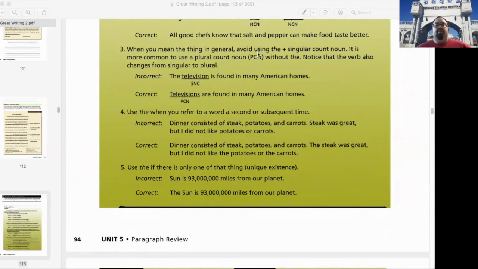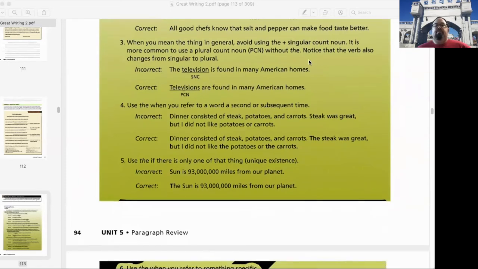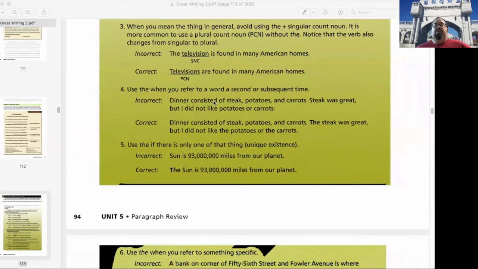Number 4, use the when you refer to a word a second or subsequent time. So dinner consisted of steak, potatoes, and carrots. Steak was great, but I did not like potatoes or carrots. So in the second sentence, we're saying steak again, potatoes again, and carrots again. And in this case, we're going to add the, because it's already been mentioned once. We're referring back to it. So the steak was great, but I did not like the potatoes or the carrots, because you're talking about a specific steak that you already mentioned once.